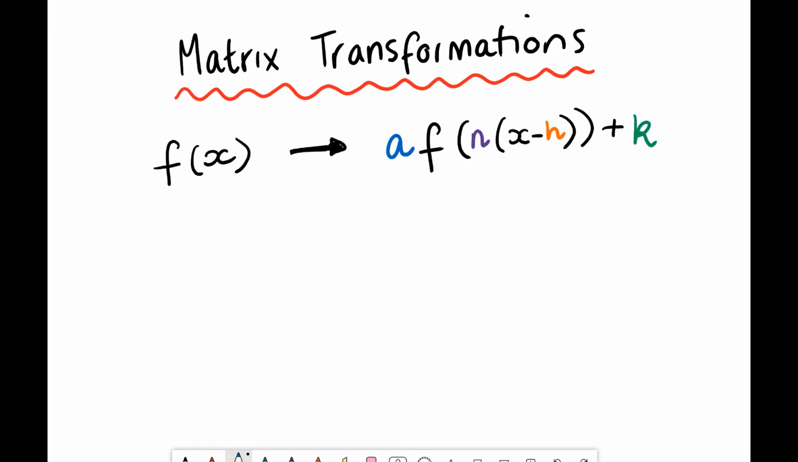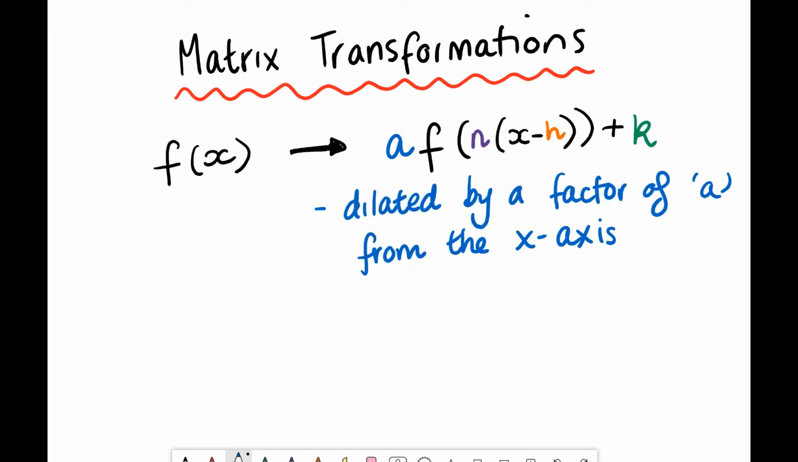So first of all, it's important just to reiterate what we already know. If I had the graph f of x, and I wanted to say that it mapped onto this thing here, let's remind ourselves what we're saying. The A is referencing a dilation from the x-axis. So we'd say it's dilated by a factor of A from the x-axis. You might remember also that if it is dilated by a factor of A, and that A value is less than 0, so if it's a negative number, we would say it's reflected about the x-axis.